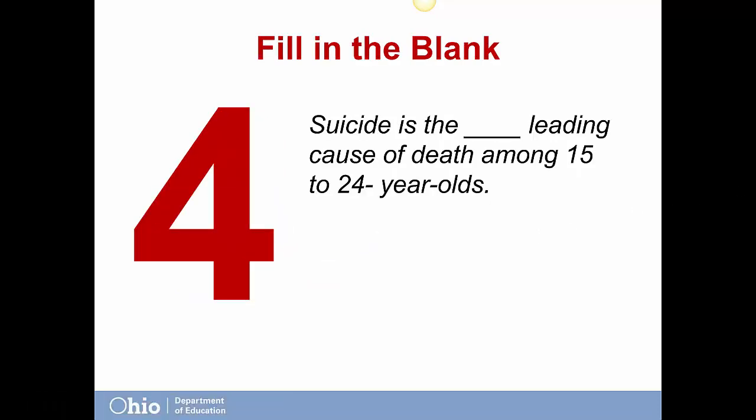Fill in the blank. Suicide is the blank leading cause of death among 15 to 24-year-olds. The answer is second. Suicide is the second leading cause of death among 15 to 24-year-olds in Ohio. The number of youths committing suicide has risen 18% since 2001.